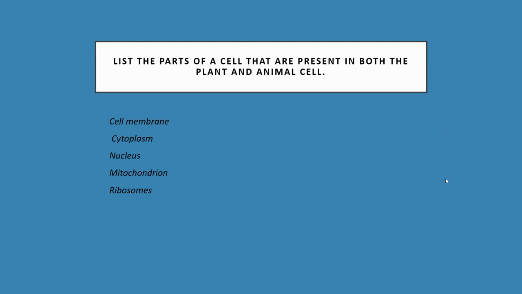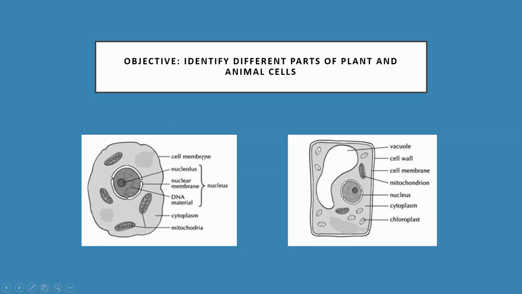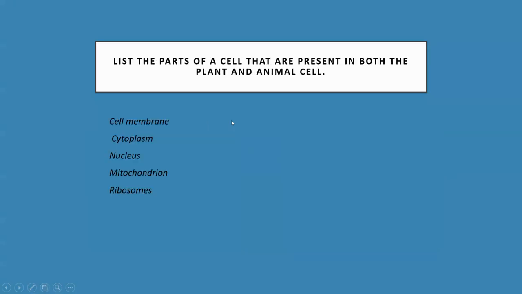Moving on, you need to be in a position to list all the parts of a cell that are present in both an animal and a plant cell. Both have a cell membrane, a cytoplasm, a nucleus, mitochondria, and ribosomes. If you take a look at this, both of them have the cell membrane, both have a nucleus, both have a cytoplasm, both have mitochondria, and they also have ribosomes.